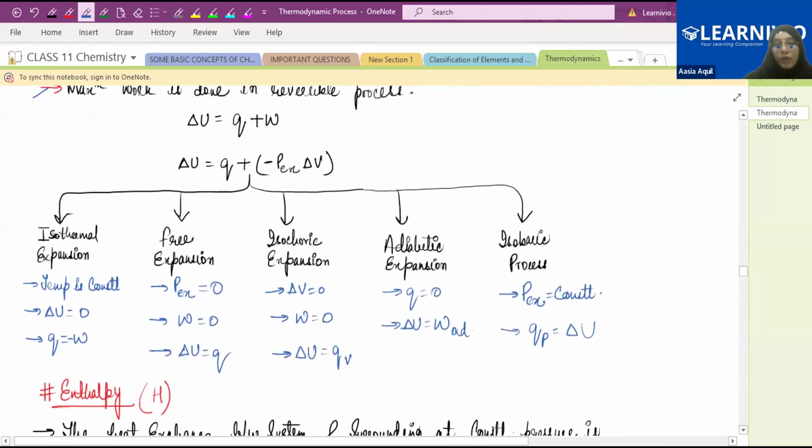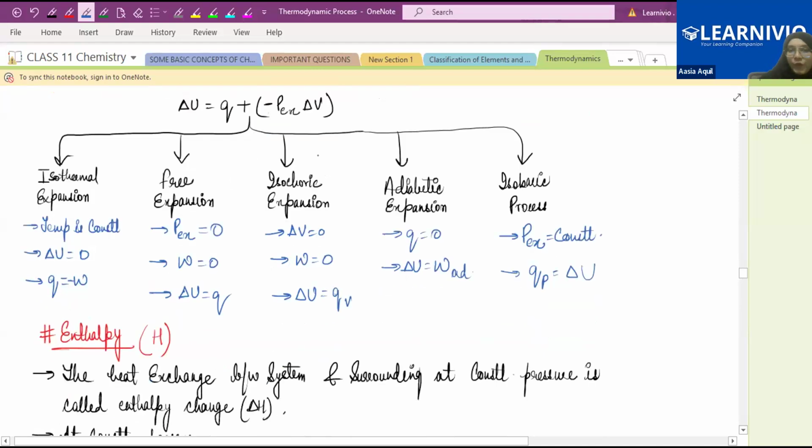Now see, we know the formula of the change in internal energy is equal to Q plus W. Okay, and W का another formula क्या होता है? W is equal to minus P external into delta V. So can we substitute this? Yes, we can. So another formula of delta U equals Q plus, in brackets, minus P external into delta V. Now there are some cases over here.